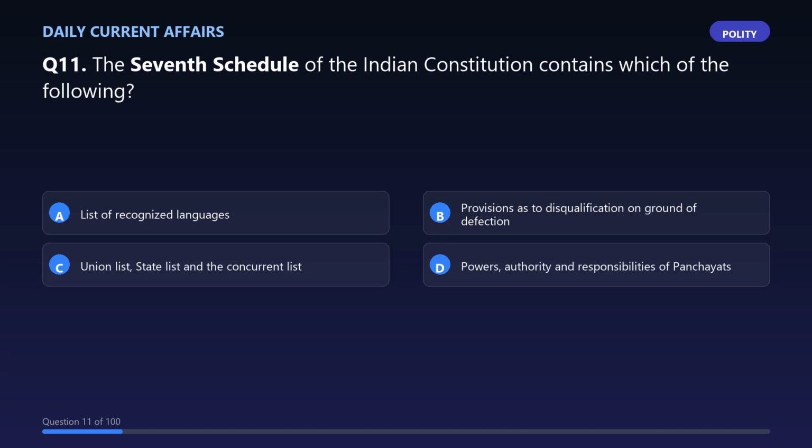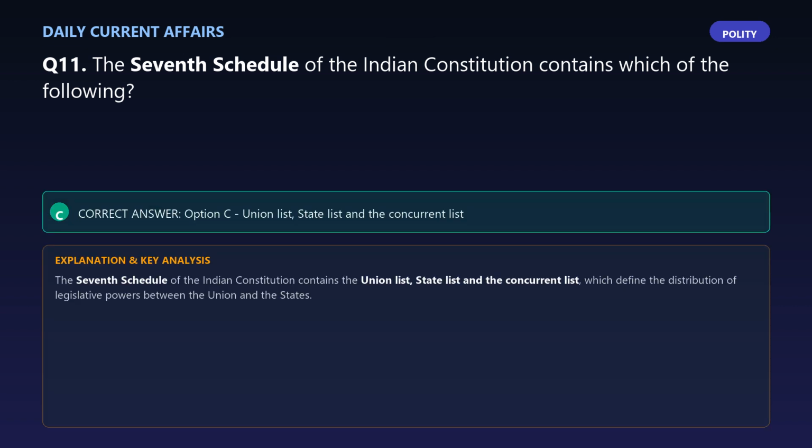Question 11. The 7th schedule of the Indian Constitution contains which of the following? The correct answer is option C, Union List, State List and the Concurrent List. Explanation: The 7th schedule of the Indian Constitution contains the Union List, State List and the Concurrent List, which define the distribution of legislative powers between the Union and the states.